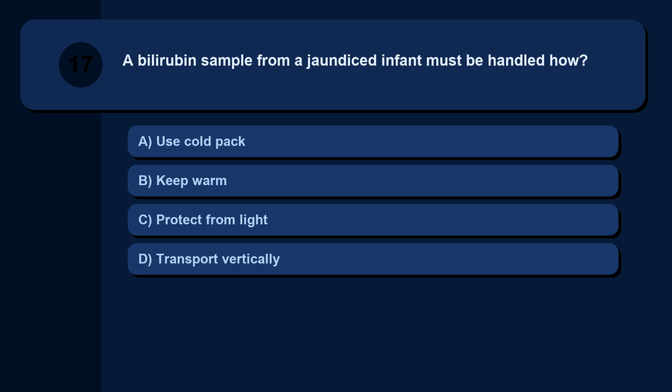Question 17. A bilirubin sample from a jaundiced infant must be handled how? Use cold pack. Keep warm. Protect from light. Transport vertically.